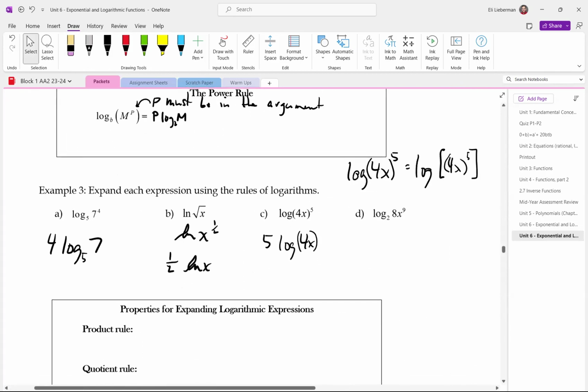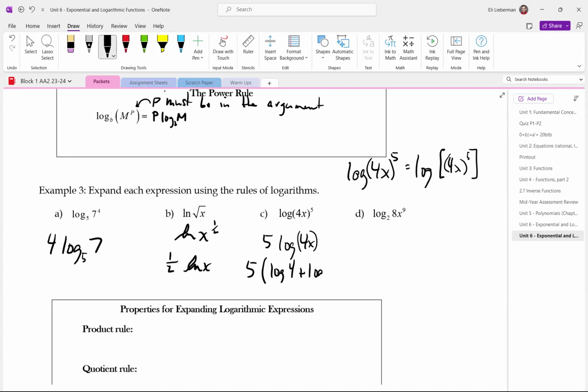So this page, oh, and Dylan? Yeah, let's finish this problem, shall we? That log of 4x, we're not done expanding this. The x to the 9. So we get 5 times log 4 plus log of x. And we have to write that either that, or 5 log 4 plus 5 log x. Either one is fine.